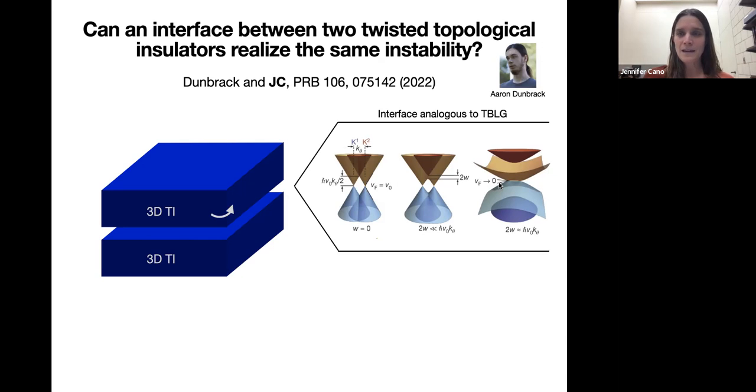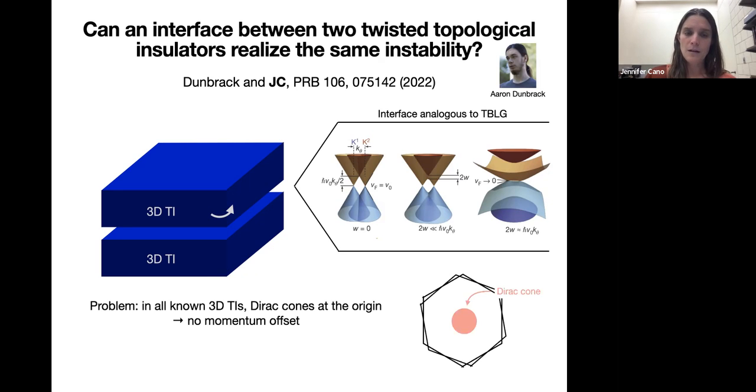And so why am I thinking about this? Well, all of the previous work that I just said was looking at the different effects that we can see if we impose a superlattice potential on the 3D TI in order to manipulate its Dirac cone velocity. But now I'm going to ask, can we manipulate the Dirac cone velocity in a different way by making this twisted heterostructure?